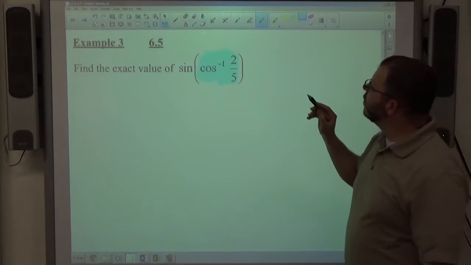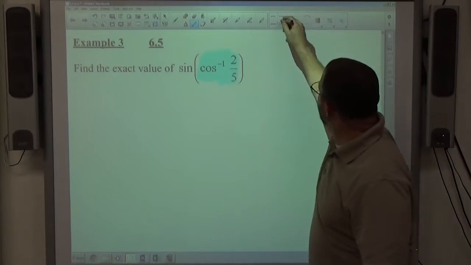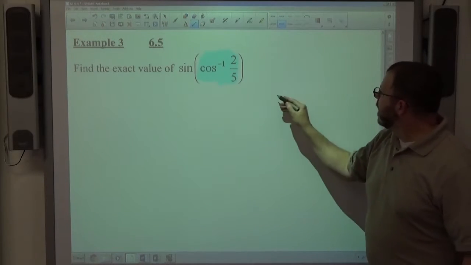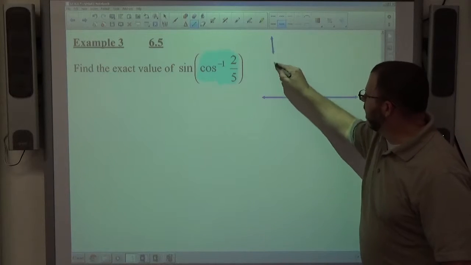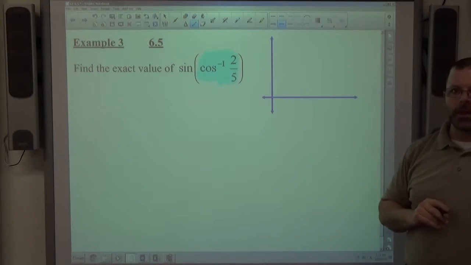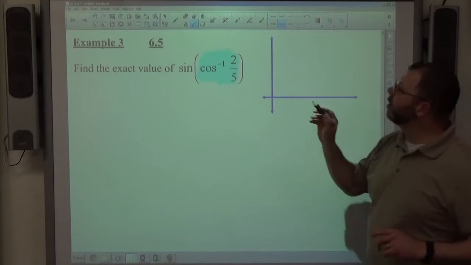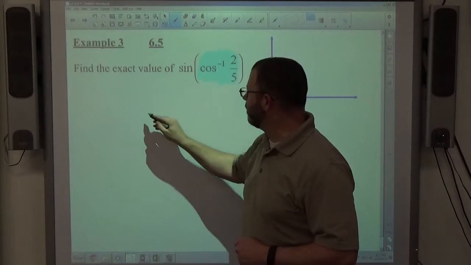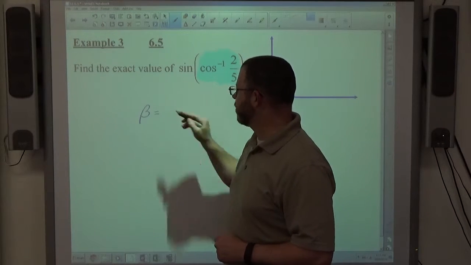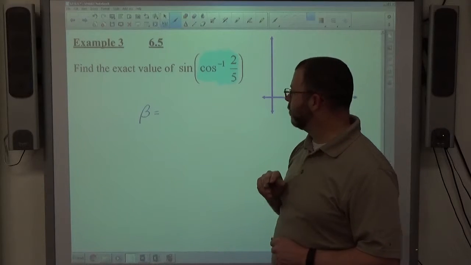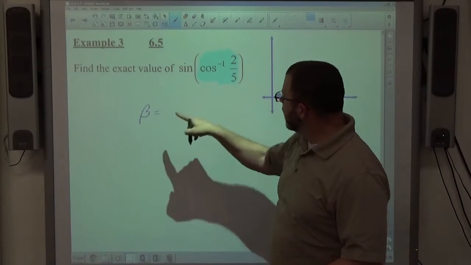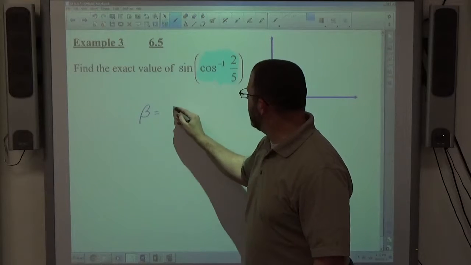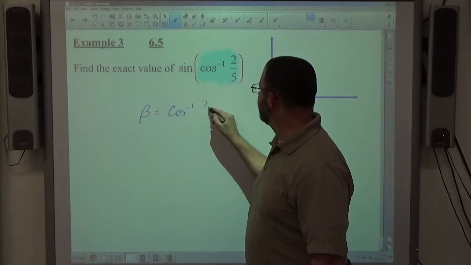What I want you to get into your heads about this is an inverse trig function is an angle, just like any other thing. So I'm going to invent an angle, let's call it beta. I like drawing betas. Alpha's getting a little boring, but betas are kind of cooler. Beta is going to be inverse cosine of 2/5.